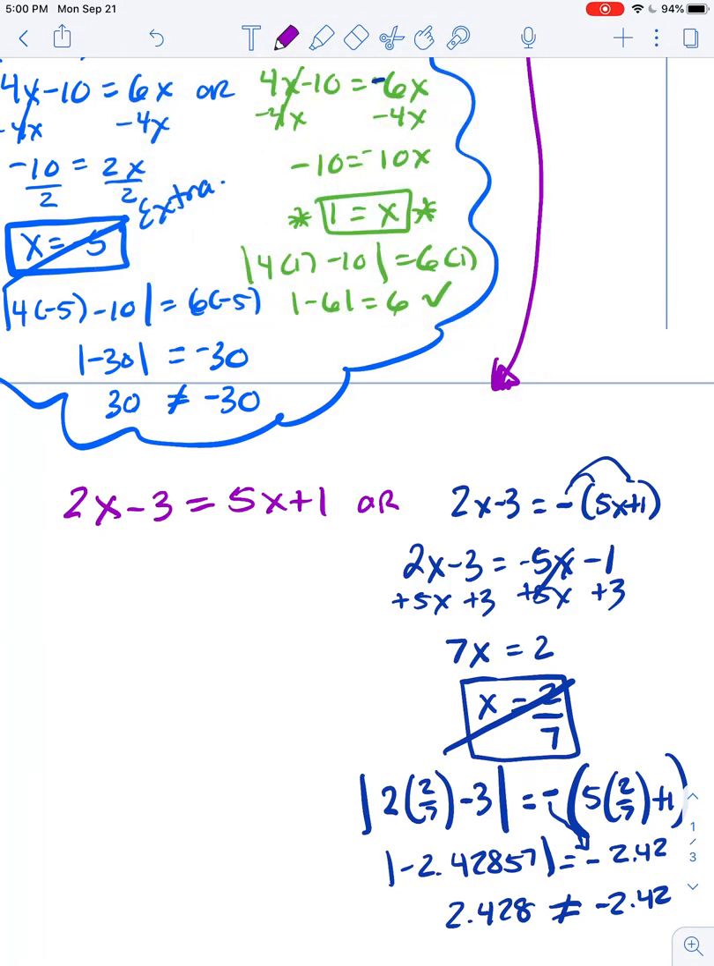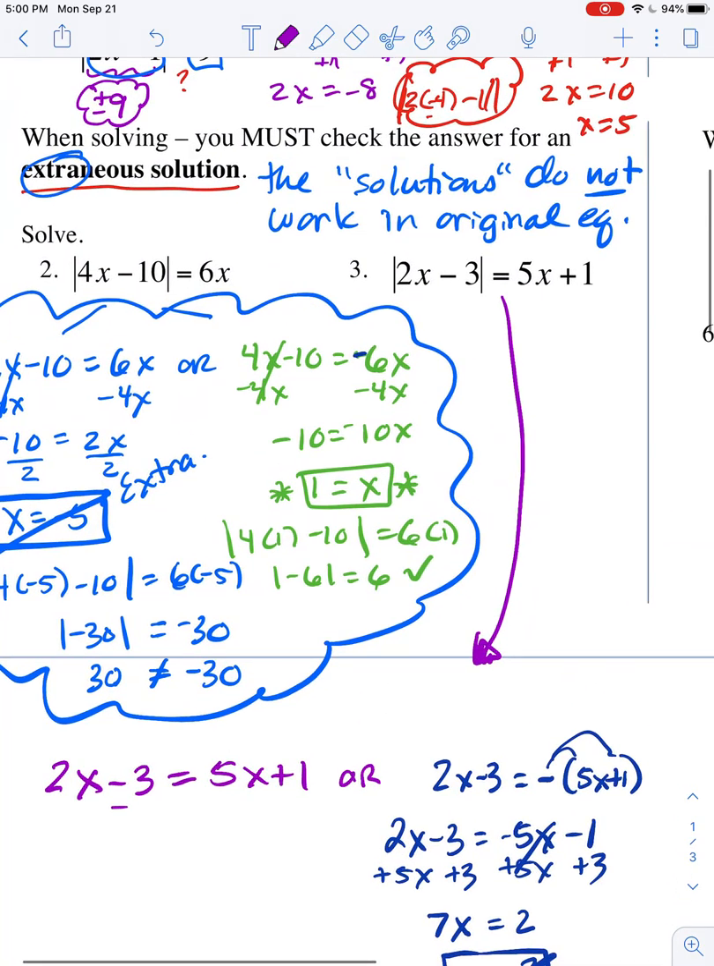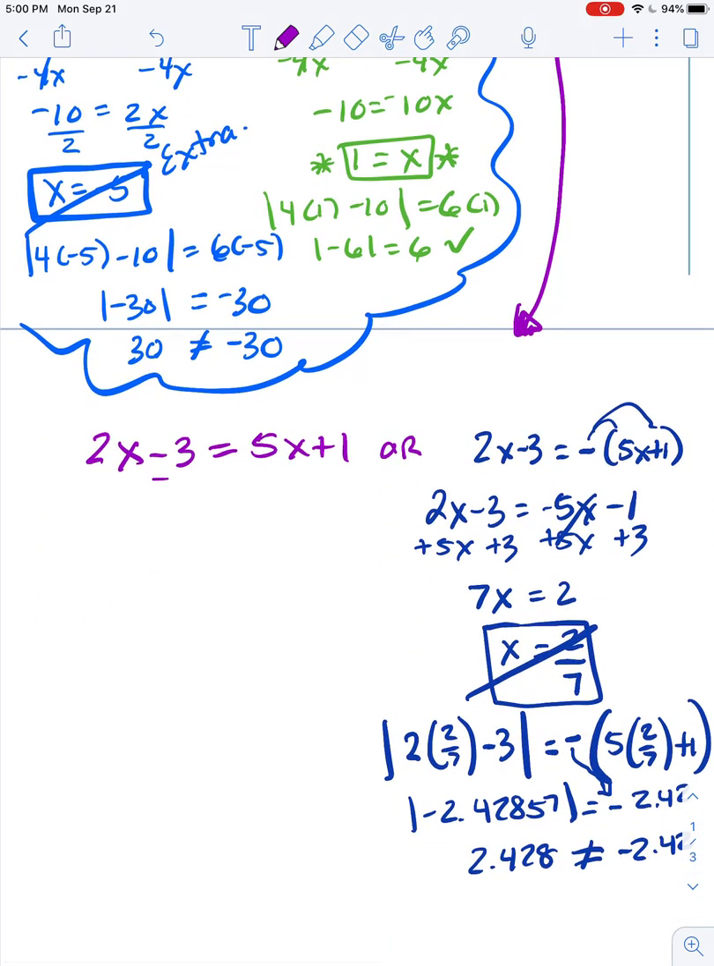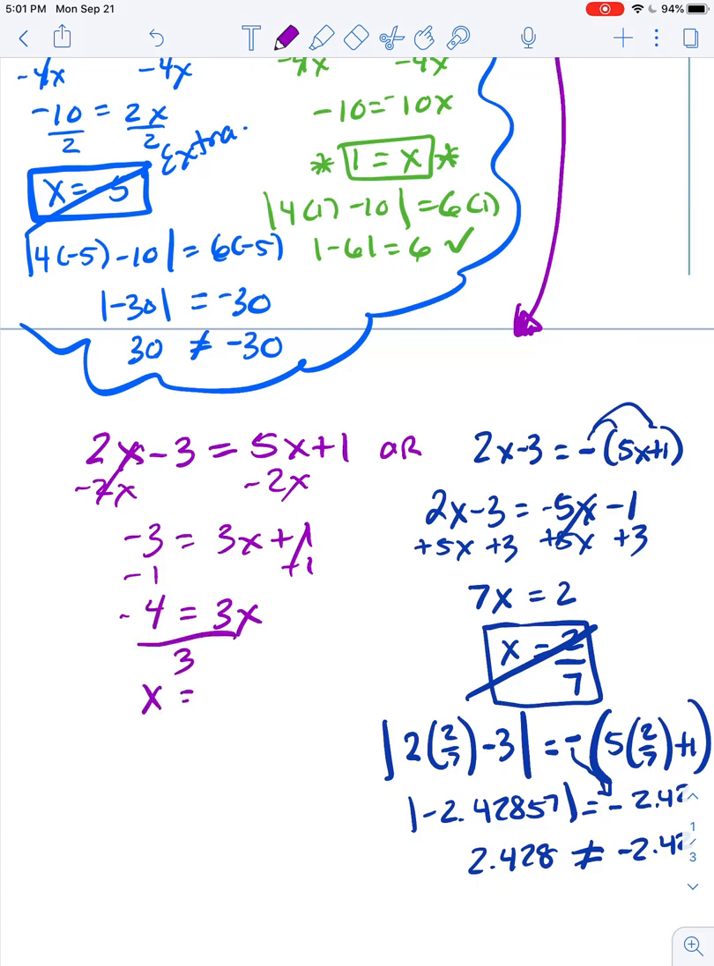Okay, let's do purple mode. In purple mode, I have this problem, which is my original problem, never changing what's in here, set equal to the original. So I would go ahead here. I would probably take away 2x. Let's get rid of that little blob I made. And then I'd be looking at negative 3 equals 3x plus 1. Take that away. I end up with 3x equals negative 4. Dividing by 3, I get x equals negative 4/3.